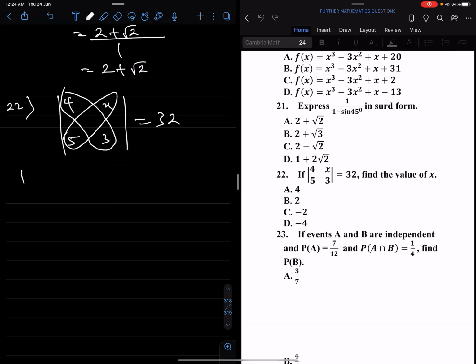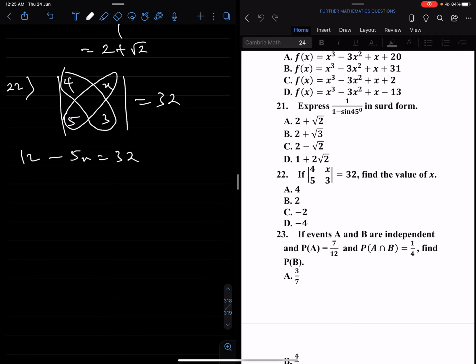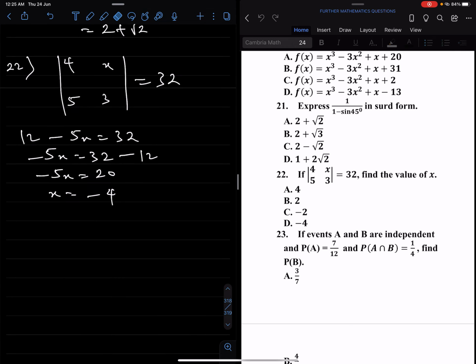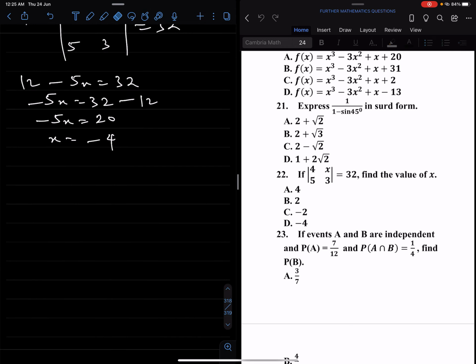So that means 4 times 3, 12, minus 5 times x equals 5x. And that 12 minus 5x equals 32, which simply means minus 5x equals 32 minus 12. And that means minus 5x equals 20, which means x equals minus 4 when we divide both sides by minus 5.